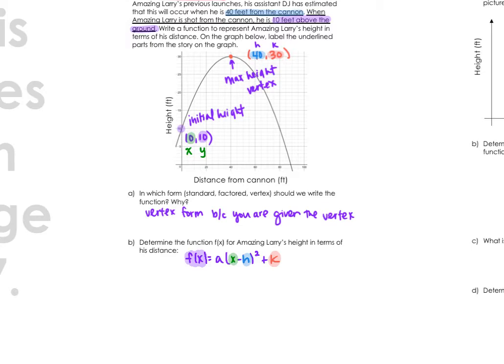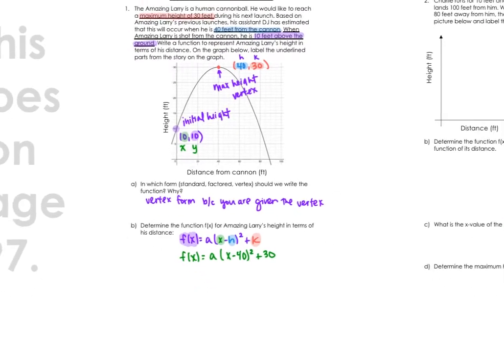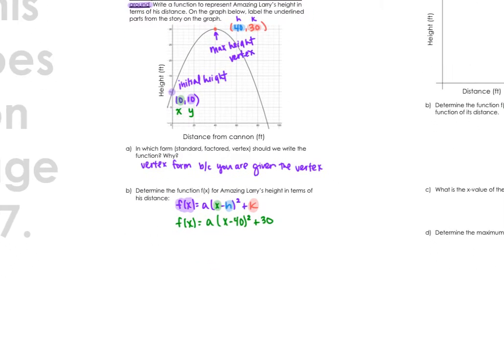So writing our equation in vertex form, we have f of x equals a. So I'm just going to plug in the obvious stuff. So it's (x minus 40) squared plus 30. Remember, the sign switches for anything inside the parentheses. So now I'm going to plug in my f of x and my x. So f of x is 10, so it's going to be 10 equals a, x is 0, minus 40 squared, plus 30. So now we're going to solve for a.